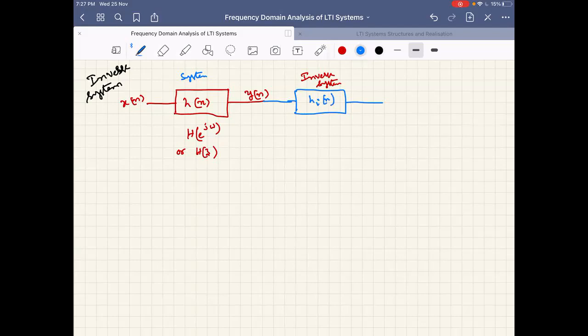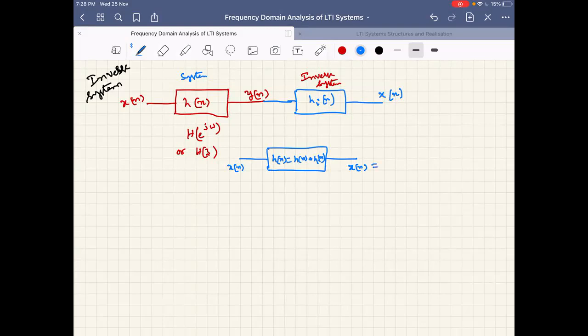See, if it is exactly the inverse operation of this initial system, what am I expected to get at the output? The first system gives x of n to y of n, and if this does exactly the inverse operation, I should be able to get x of n back, right? So what does it mean? These two can be considered as a cascade of two systems. I'm giving x of n as input and getting x of n as output, and the effective impulse response is equal to h of n convolved with h inverse of n, right?